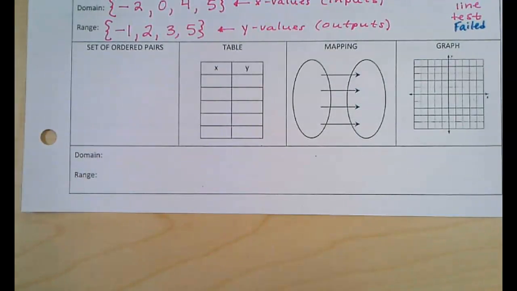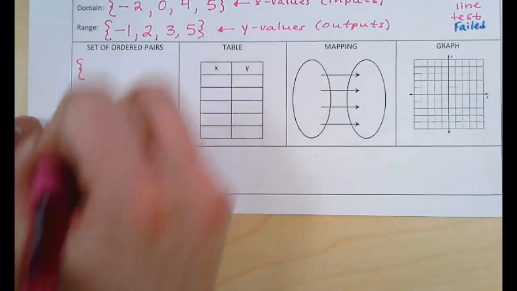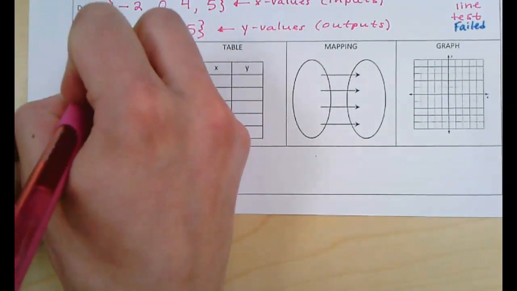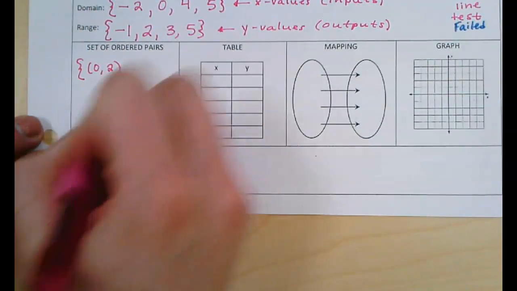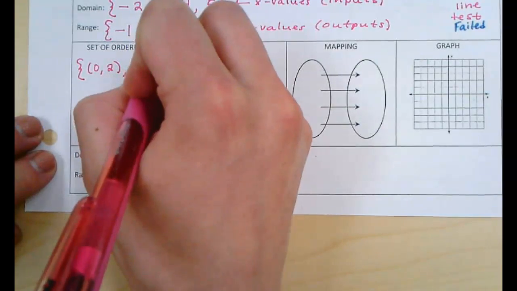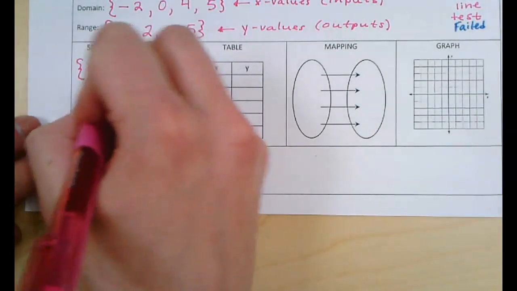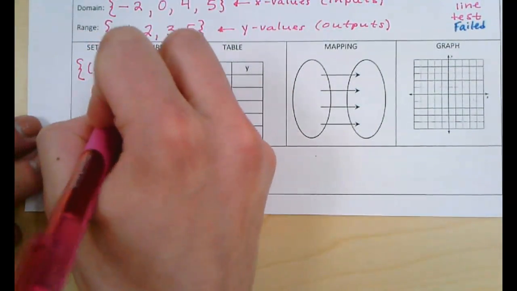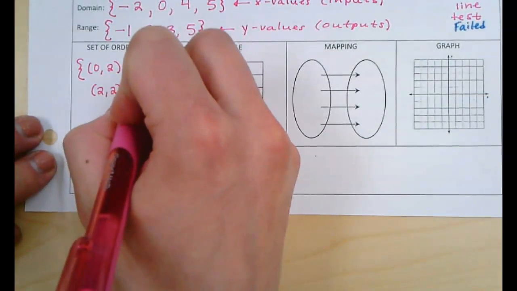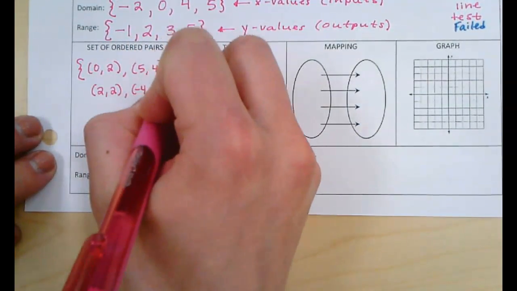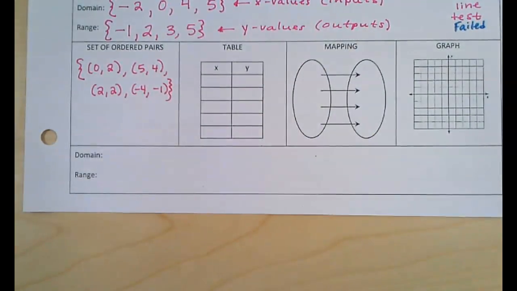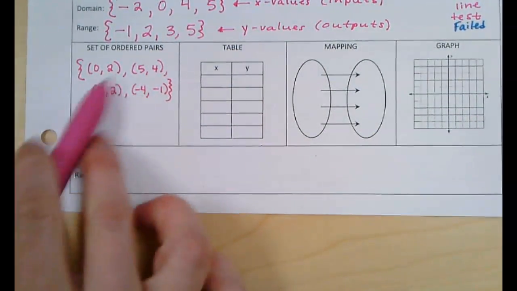The set of ordered pairs are 0, 2, 5, 4, 2, 2, and -4, -1. Now, this is still a relation. We have a set of ordered pairs.